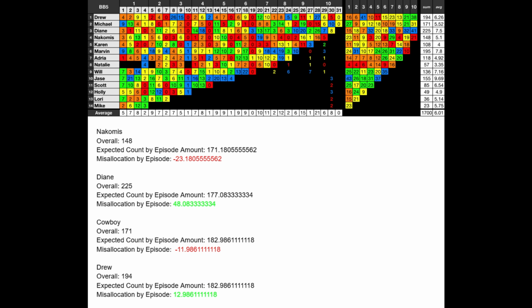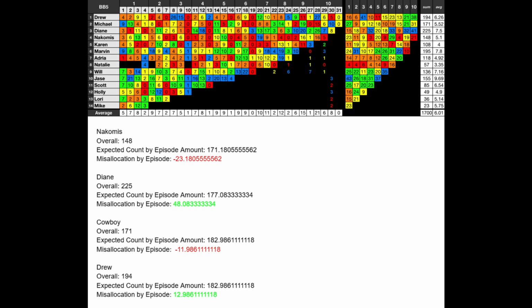Drew's overall diary room count is 194, and his expected count by episode amount is 182, meaning his misallocation is 12.98, meaning he got 12 or 13 more diary rooms than would have been given if things were balanced. But I think he still barely crossed over into that over-edited line where he still got pretty solid distribution, all things said.